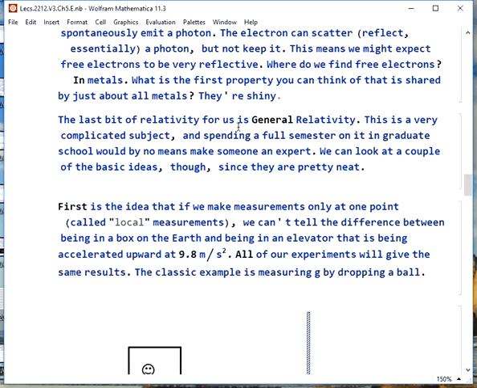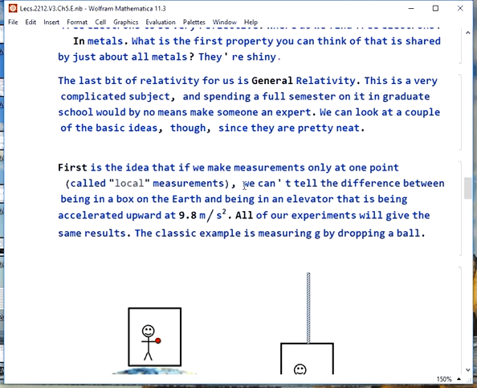Now, the last part of this, we'll look very briefly at general relativity, and the reason is it's very complicated. You could spend a semester on it in grad school and still not know a fraction of it. There are a couple of basic ideas that are really neat, though, that we can look at.